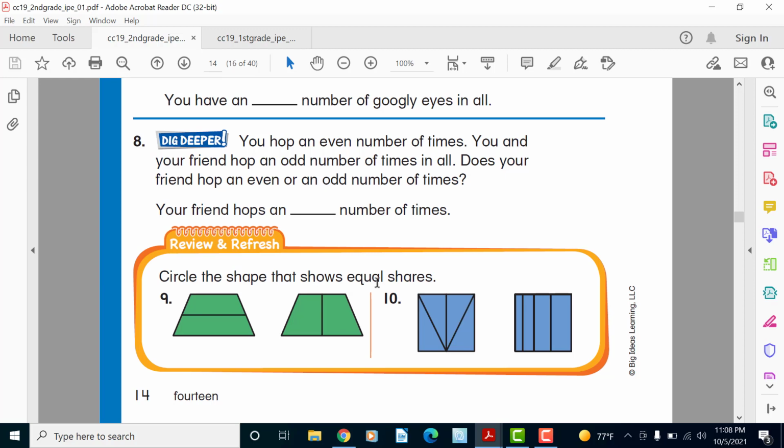Circle the shape that shows equal shares. We worked on this sum last year. Look at these two. If you stacked the two parts, this part and this part, on top of each other, or this part and this part on top of each other, which one would match? Would these two match if you stacked them, or would these two match? Same thing over here with number 10. Which ones match if you stack them? Which ones don't match if you stack them?